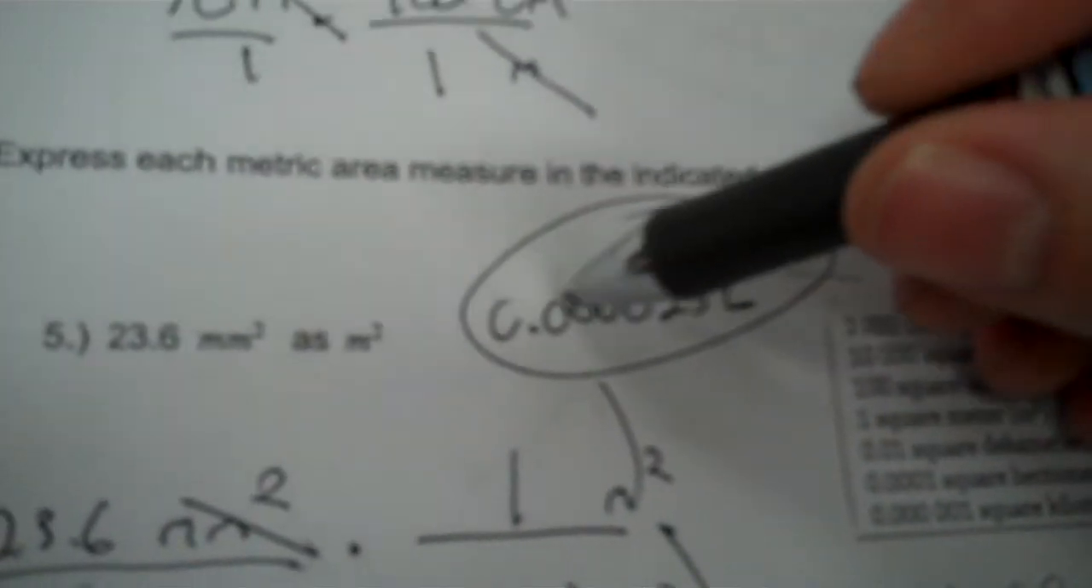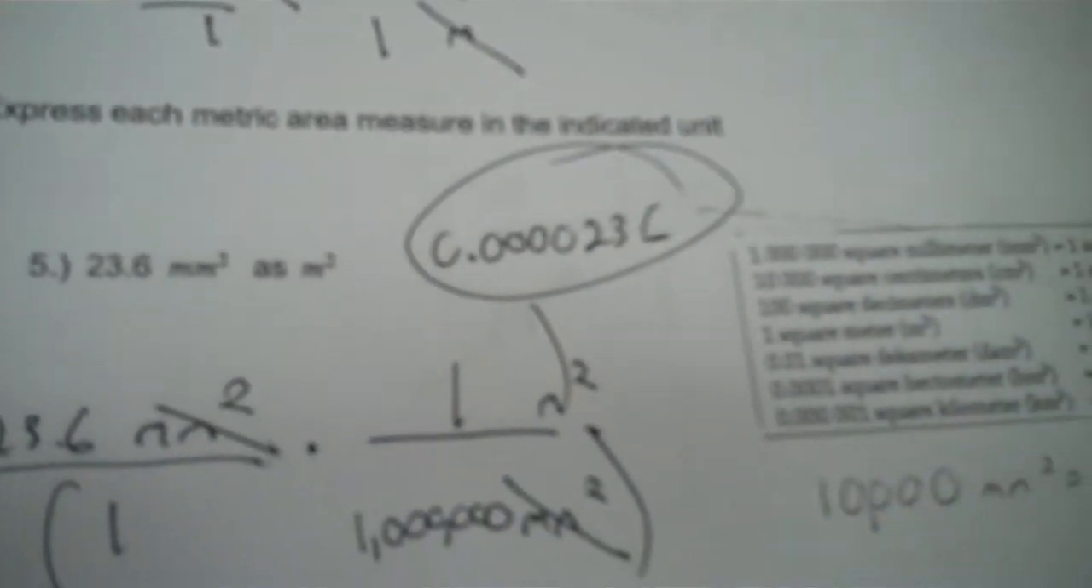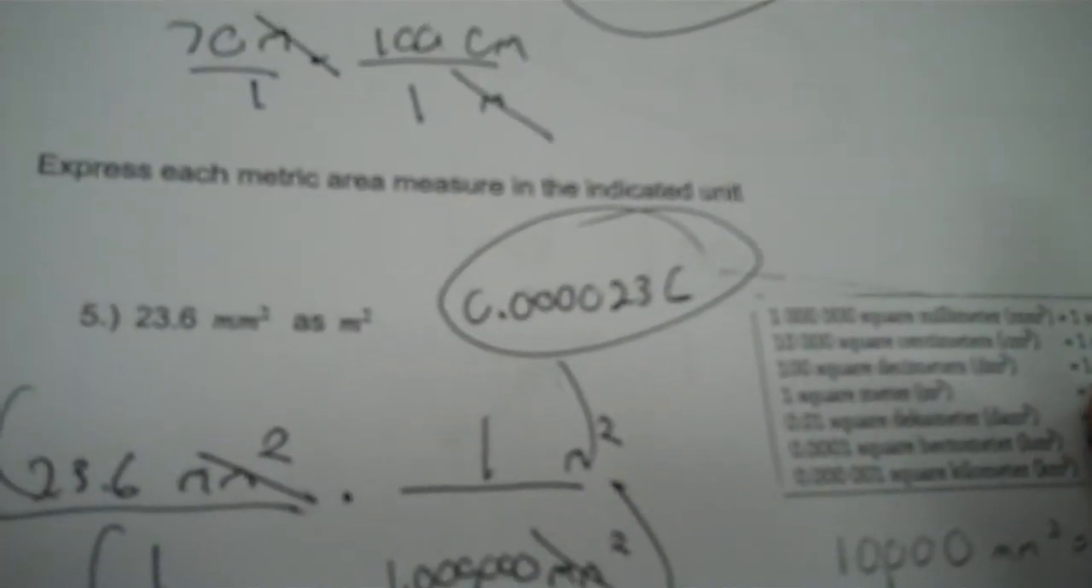0.0000236. 236 tenths, hundredths, thousandths, 10,000ths, 100,000ths, millions, 10 millions, 236 10,000,000s, very tiny.